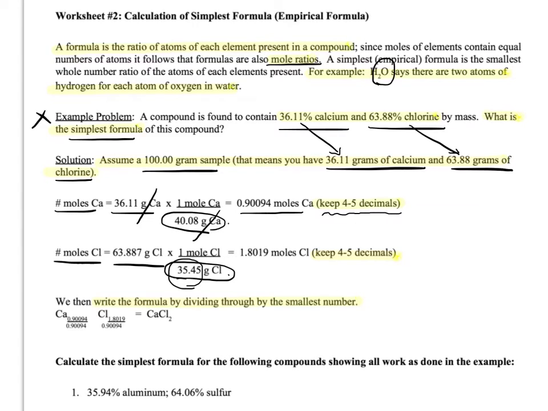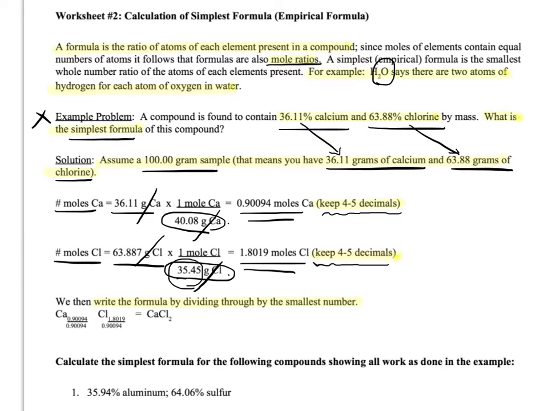All right, and again here when we convert the chlorine from grams to moles, I can cancel out my grams on top and the bottom, and when I get my answer, I want to again keep 4 or 5 decimals. If you don't, that can really throw off the accuracy, the correctness of your answer. Okay, so now we know how many moles of calcium we have and how many moles of chlorine we have.